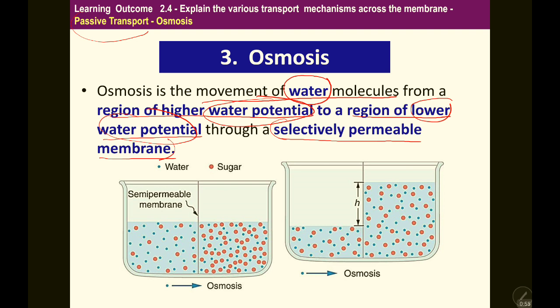So there are three major things that you need to remember. First one, movement of water. Second one, from high to low water potential. Third one, through a selectively permeable membrane.